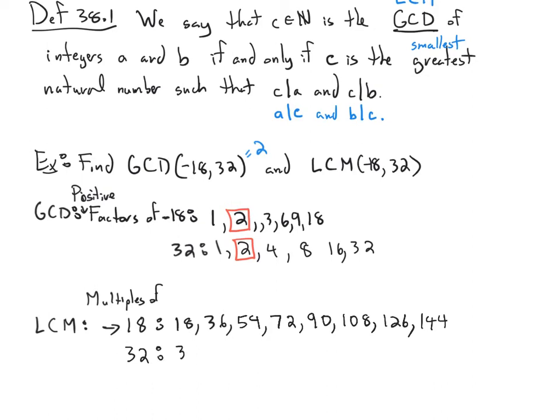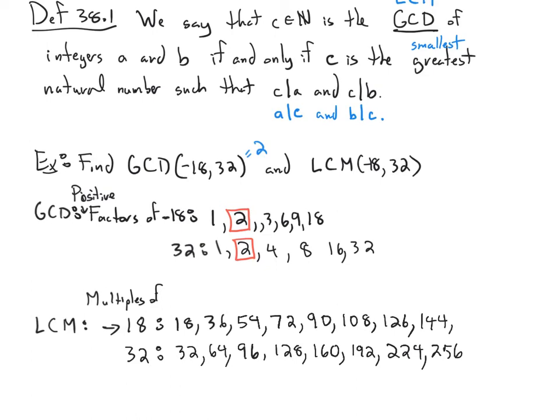1 times 32 is 32. 2 times 32 is 64. 3 times 32 is 96. 4 times 32 is 128. And we might as well have a look here. Do we see any common multiples? We don't. So the next one would be 160. I'll list a couple more: 192, 32 times 7 is 224, 32 times 8 is 256.